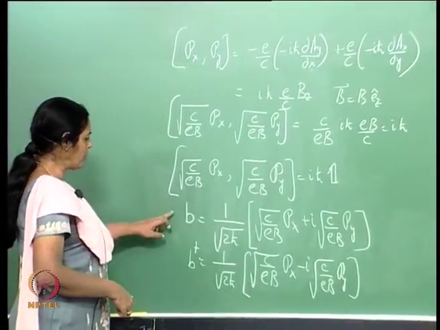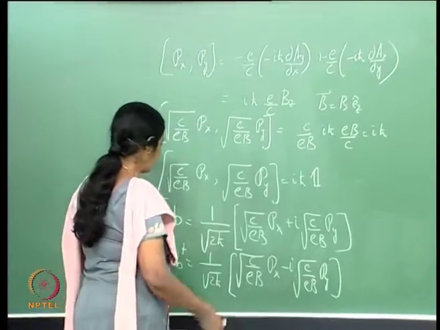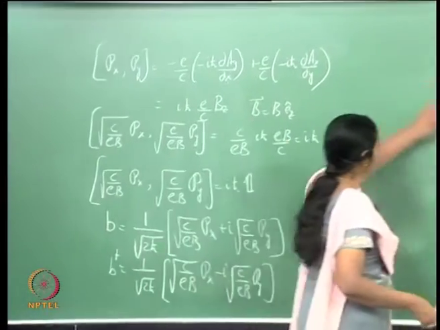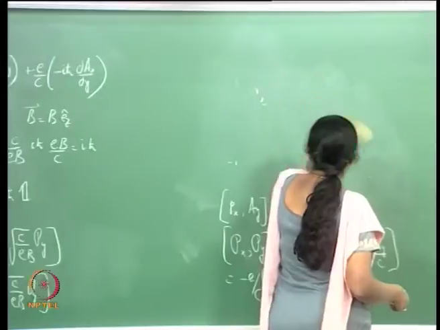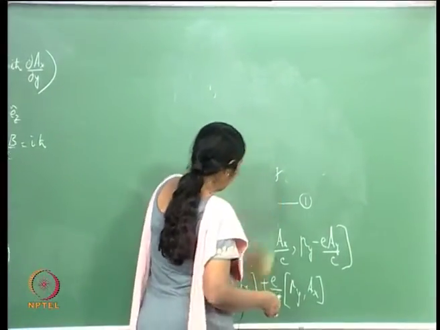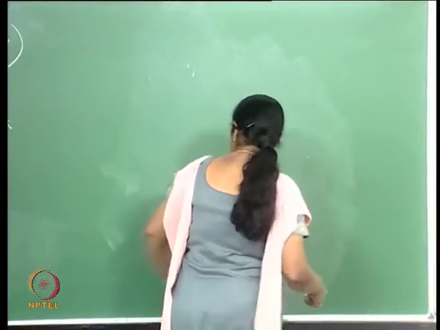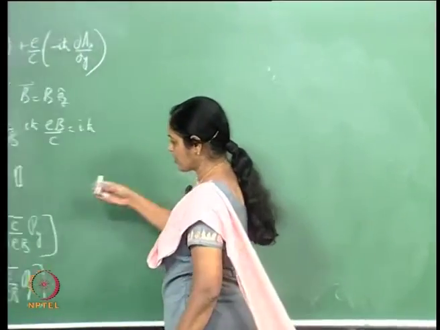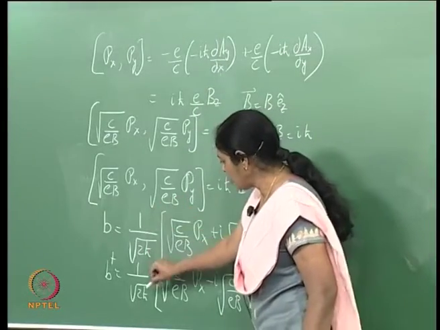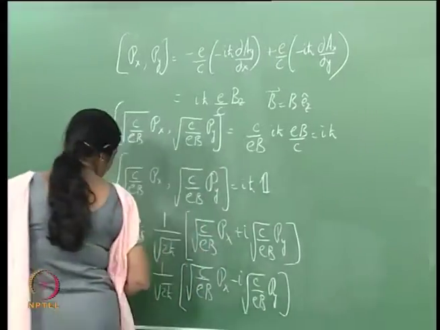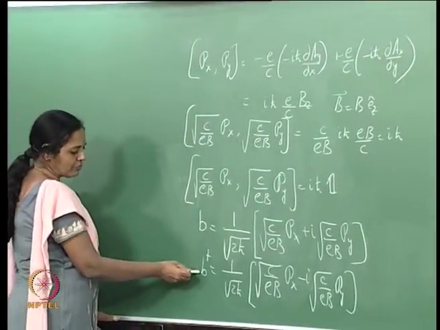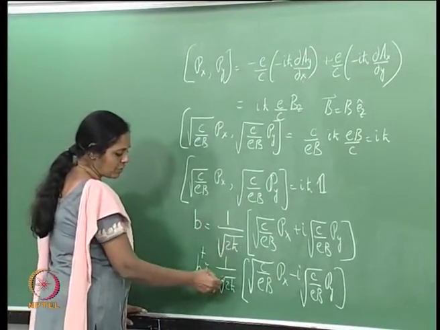Now, in the commutator of B with B dagger, it is clear what is going to happen. The commutator of B with B dagger is simply identity, because this will pull out an overall factor. In the commutator of B with B dagger, I get an overall factor 1 by 2ħ.